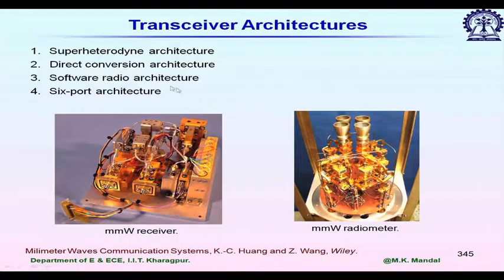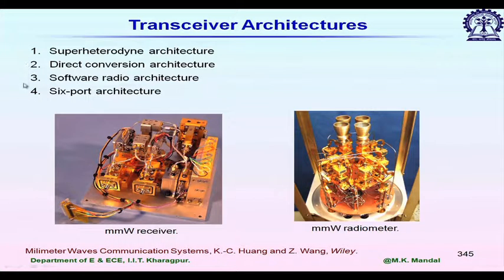Next is transceiver architectures. There are different types of architectures already being used in different applications. They have their own advantages and disadvantages. Some of them are already known to you, and I will introduce one new, called the 6-port receiver architecture. So we are going to discuss only the very popular ones. These are superheterodyne architecture, direct conversion architecture, software radio architecture, and 6-port architecture.